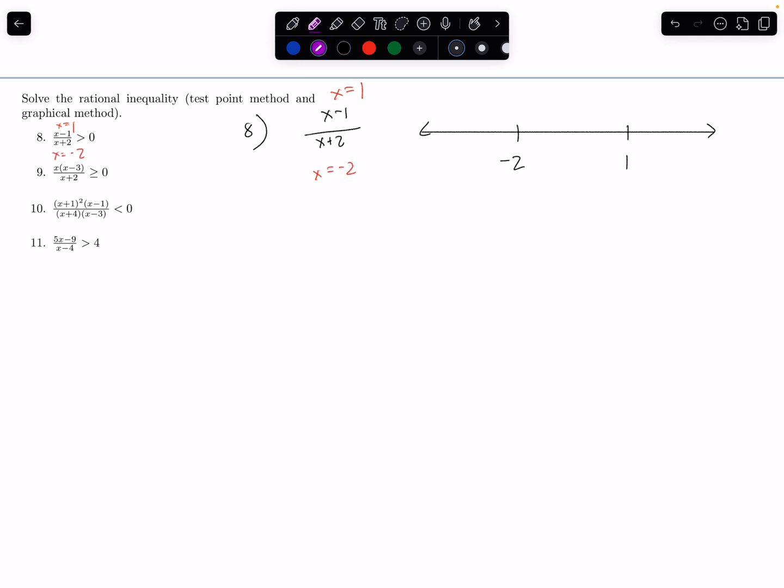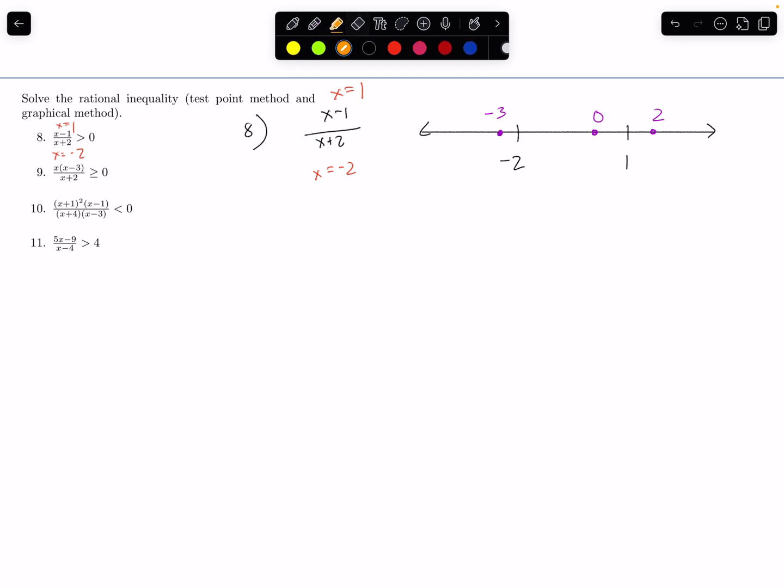And then after that, we just want to know whether we're positive or negative in between, because those are where the potential changes might happen, right? So, like I was saying before, let's keep the zeros or undefined points on the bottom, and the test points will be on the top. So negative 3 is the test point, between negative 2 and 1 is 0, and then 2 would be to the right. So those are my three test points. I just want to know positive or negative.